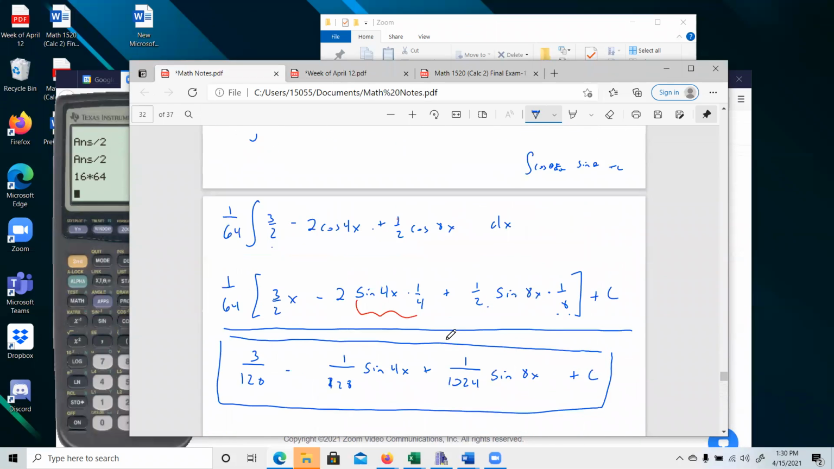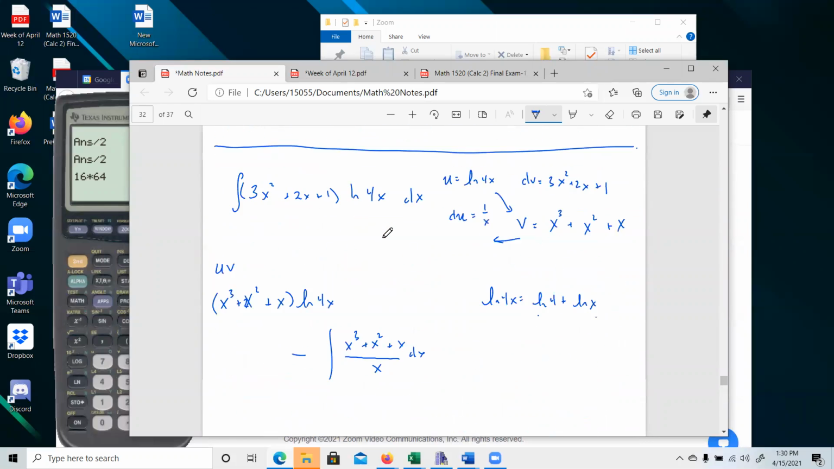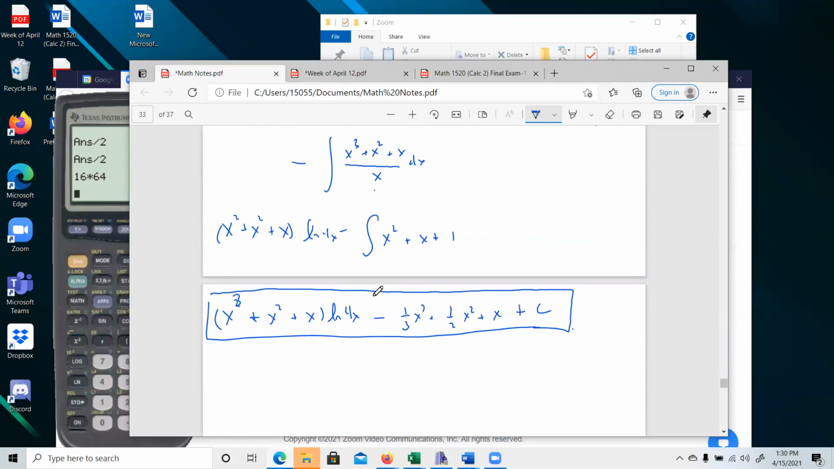Definitely expect one like this. Definitely expect an integration by parts. I promise you, you can't get out of Calc 2 without doing integration by parts. All right, so thank you for that, and I will move on to the next one, hopefully with less noise.